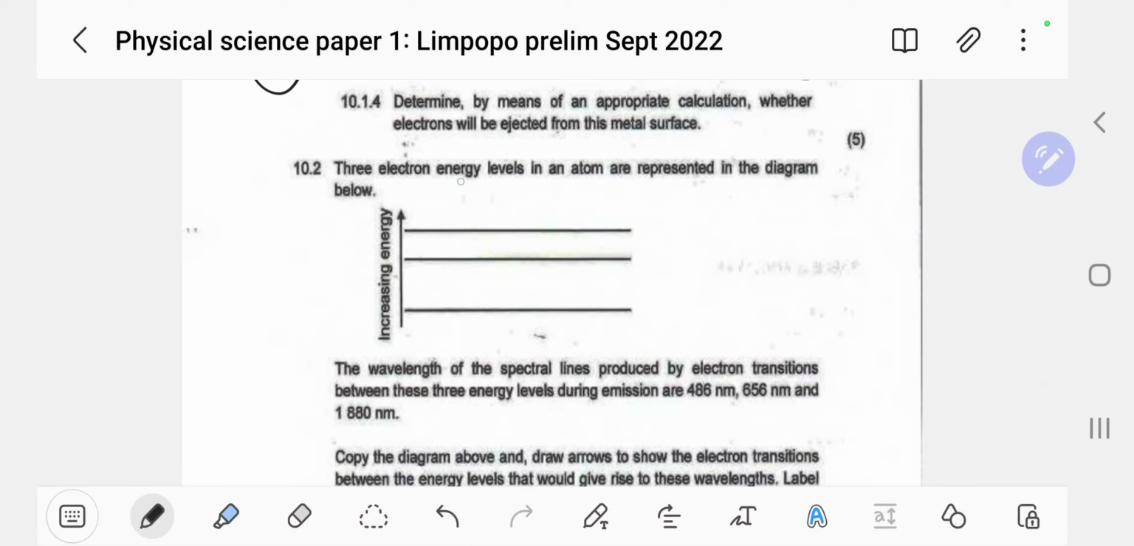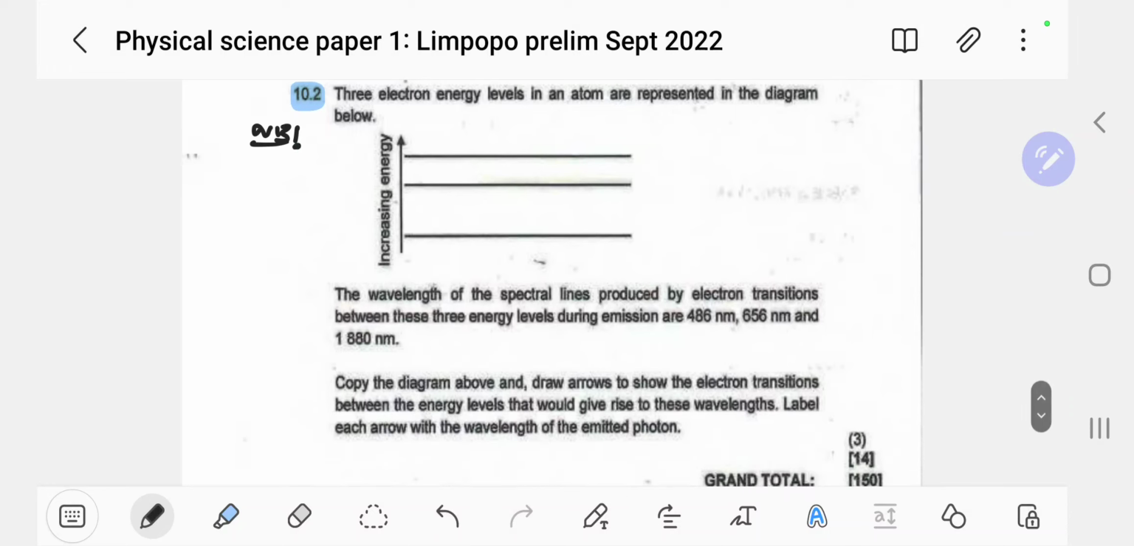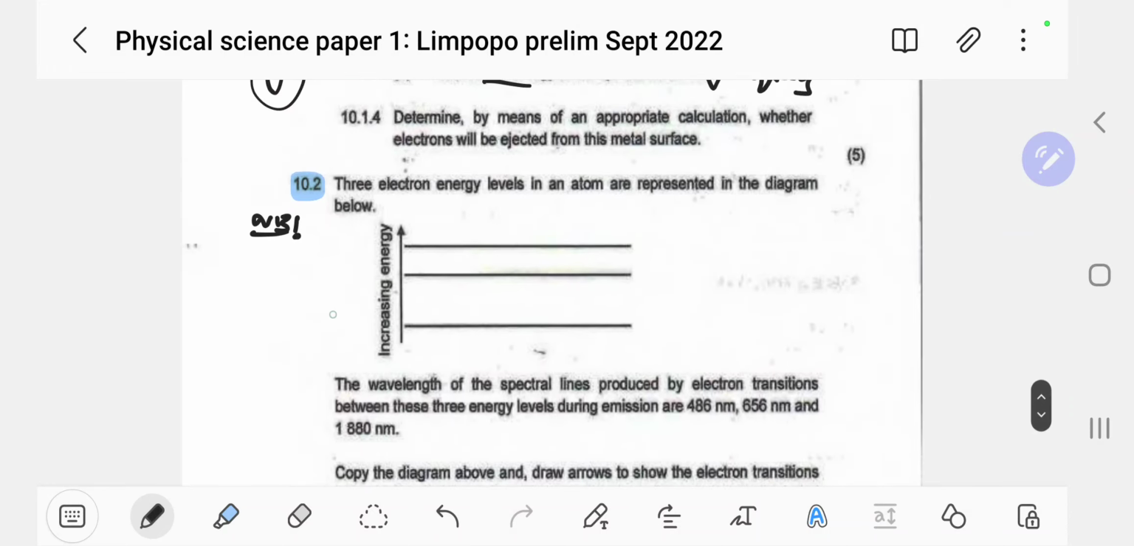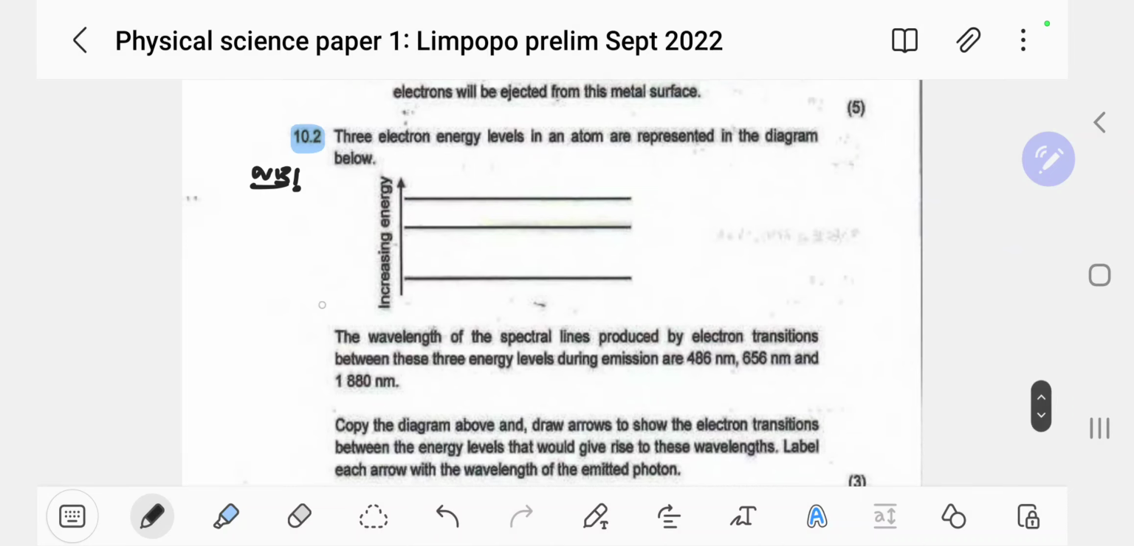It says now 3 electron energy levels in an atom are represented in the diagram. I would say to you guys, please note this one. I haven't really seen this one examined, so make sure you know it. It's gonna come in your finals. Now there's an increasing, so this is a lower energy level, a higher energy level, the highest energy level, at least in this picture.